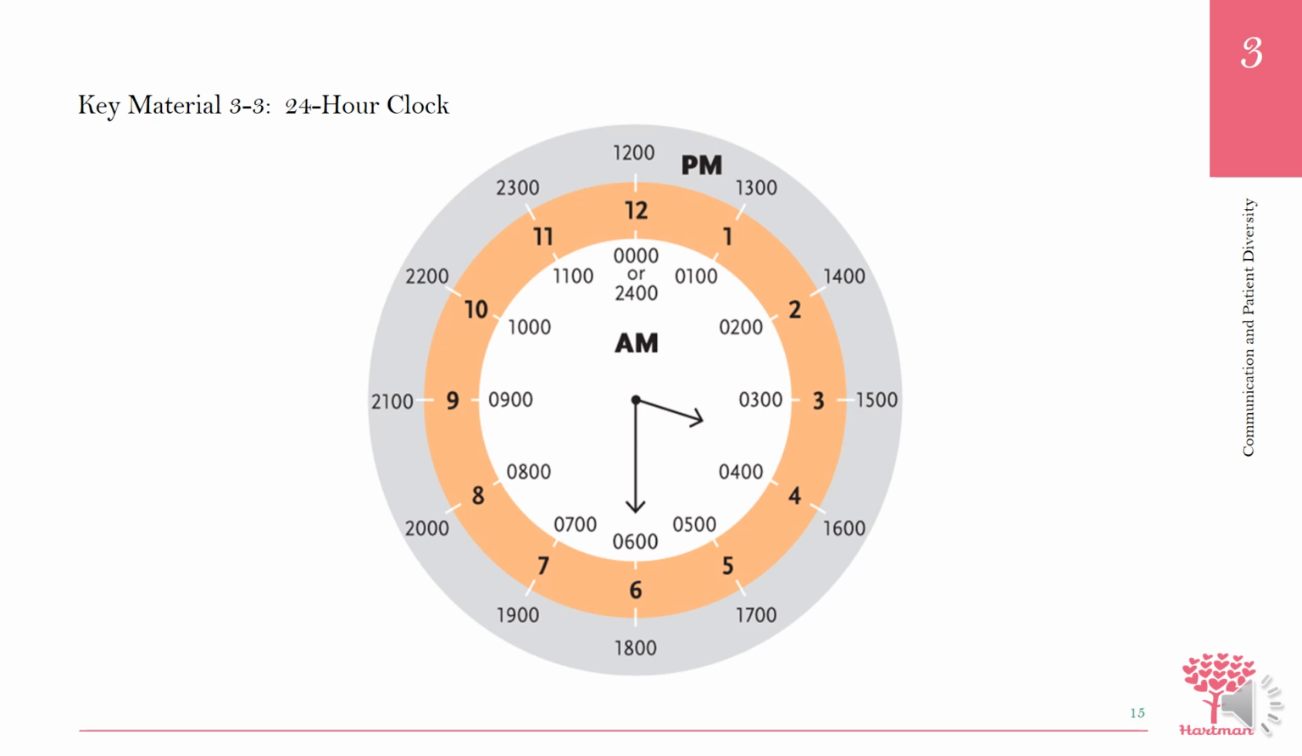As mentioned before, documentation may need to be done using the 24-hour clock or military time. Regular time uses the numbers 1 to 12 to show each of the 24 hours in a day. In military time, the hours are numbered from 00 to 23. So midnight is expressed as 0000, or sometimes 2400. 1 o'clock a.m. is 0100. 1 o'clock p.m. is 1300, and so on.